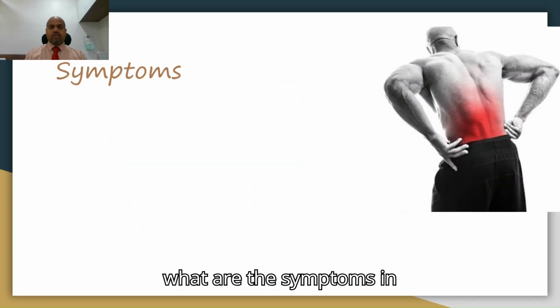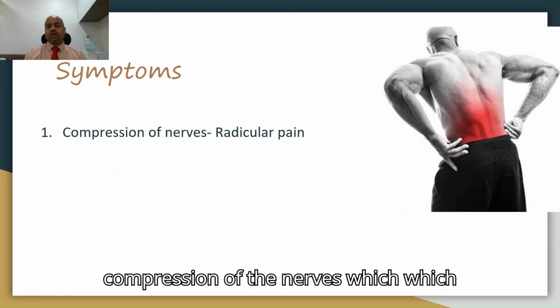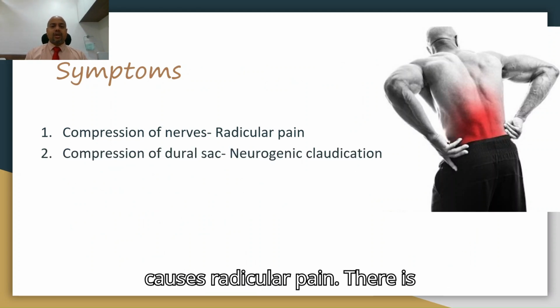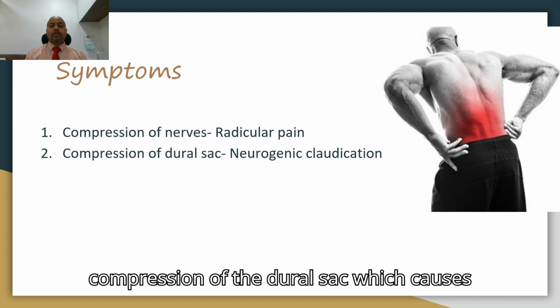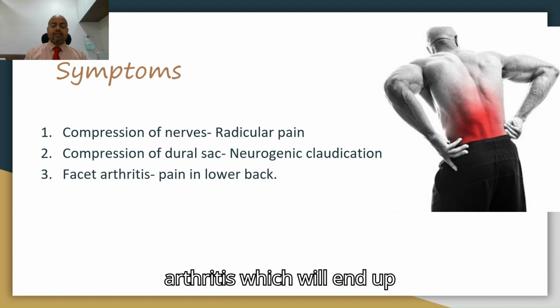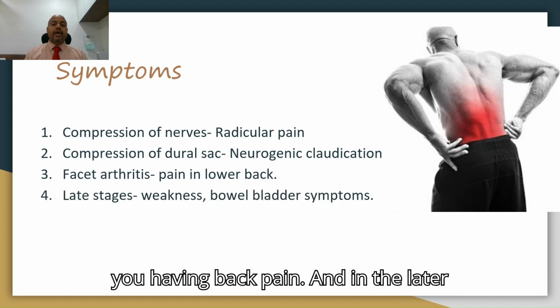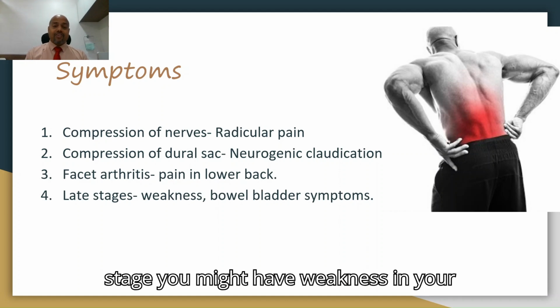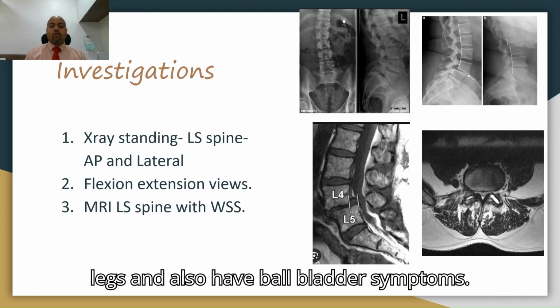Now, what are the symptoms in spondylolisthesis? Well, there is compression of the nerves, which causes radicular pain. There is compression of the dural sac, which causes neurogenic claudication. You have facet arthritis, okay, which will end up giving you back pain. And in the later stage, you might have weakness in your legs and also bowel and bladder symptoms.